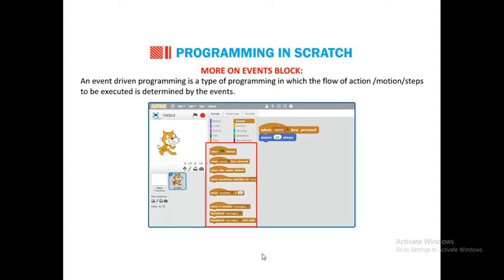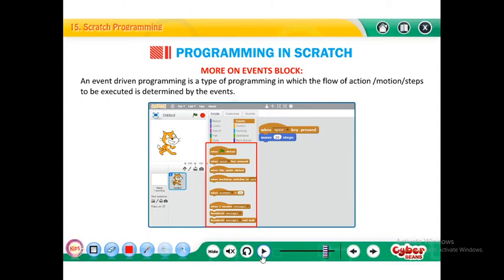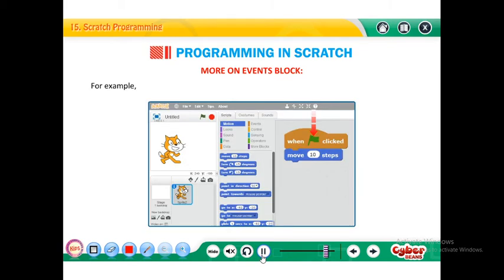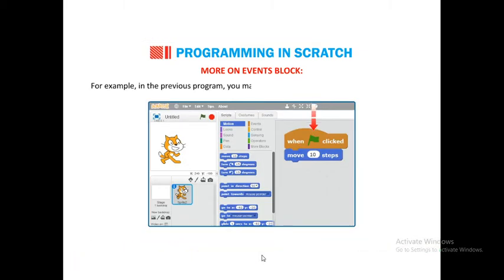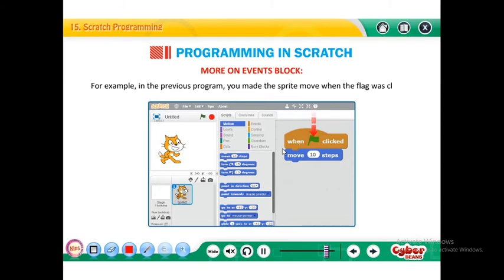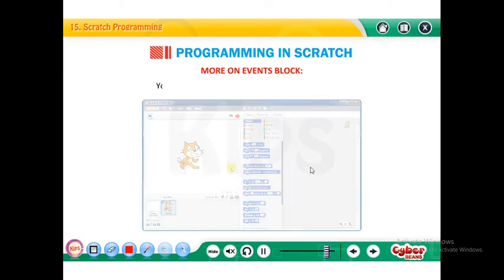What happens if your bell rings? Your teacher will change based on a particular time. What happens if the time is crossed for the first period? That event is over. Then what happens? Your day runs from 9 to 1 o'clock, and after 1 o'clock your event will be stopped. So that is event-based programming: which flow of actions is executed on a particular event. For example, in the previous first program that we saw, we made the sprite move 10 steps forward.